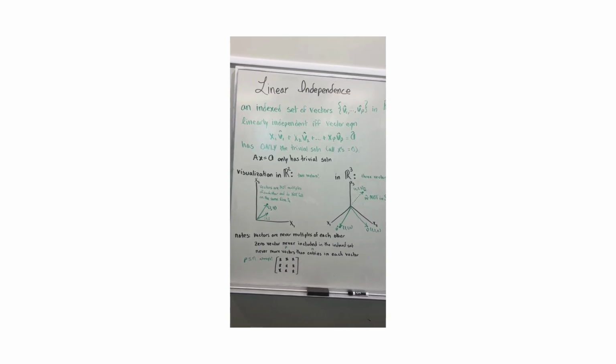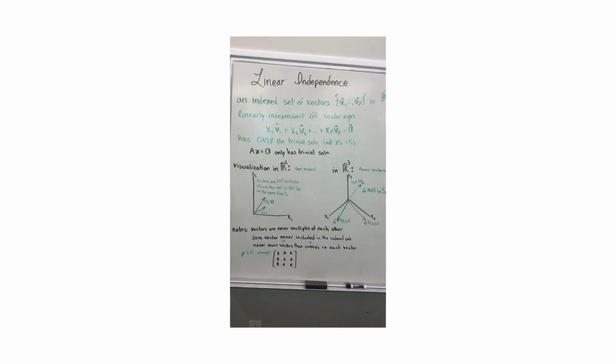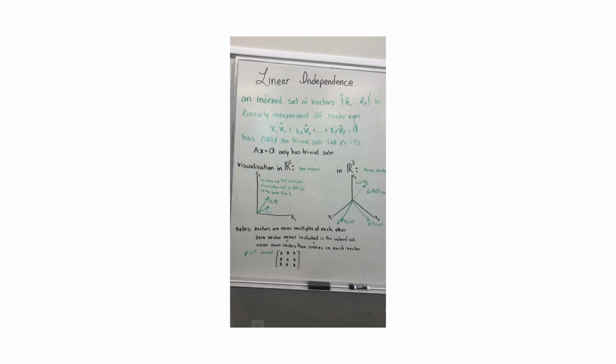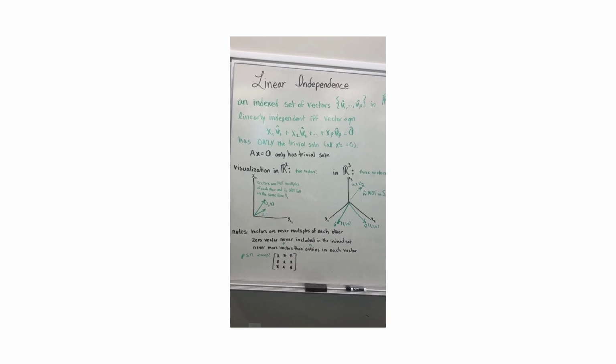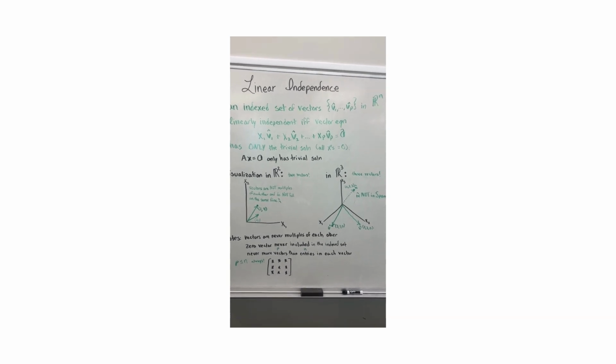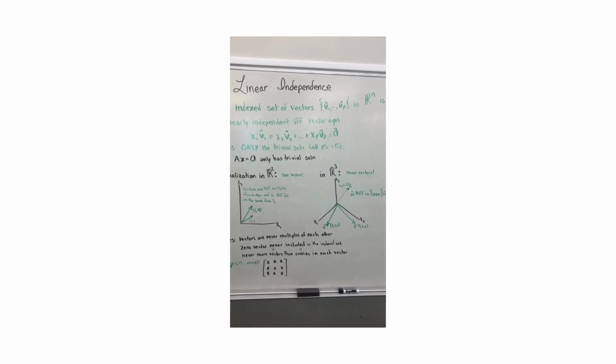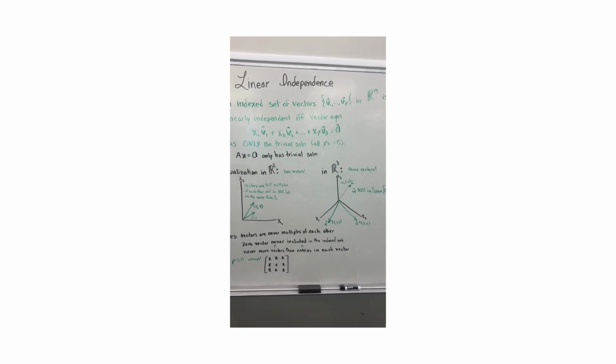A couple quick notes at the end. Vectors are not multiples of each other. The 0 vector is never included in the index set for linearly independent vectors. And finally, there are never more vectors than entries in each vector. So I've abbreviated the vectors p and the entries n, and just kind of given a little diagram of what that looks like. Could be a 3x3 matrix, might be linearly independent.